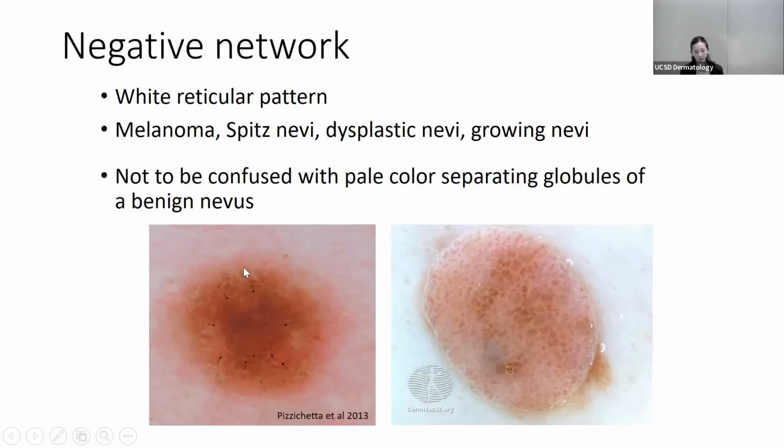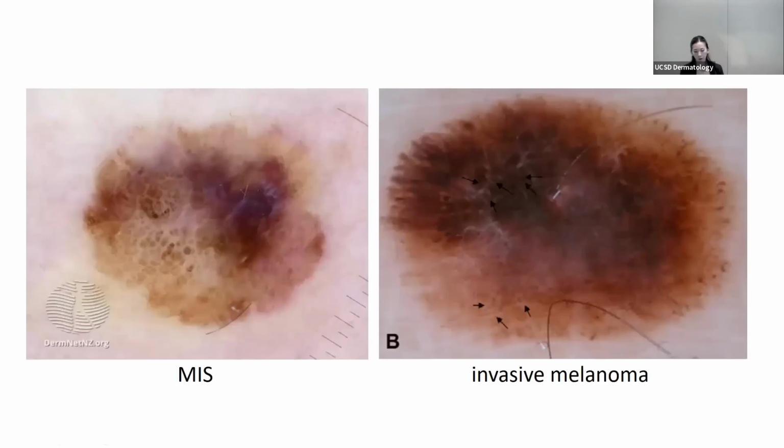This is kind of what a true negative network looks like. So instead of the usual pigment network, you see kind of this background of brown that's broken up by white lines. A couple more examples just so you guys can see this. The one on the left is a really nice example of a negative network. That one's pretty obvious. Both of these lesions, clinically, you're going to know that they're concerning. But here, negative network, this was an MIS, and then there's a negative network right here in this quadrant that's being pointed out by the arrows, and this was an invasive melanoma.